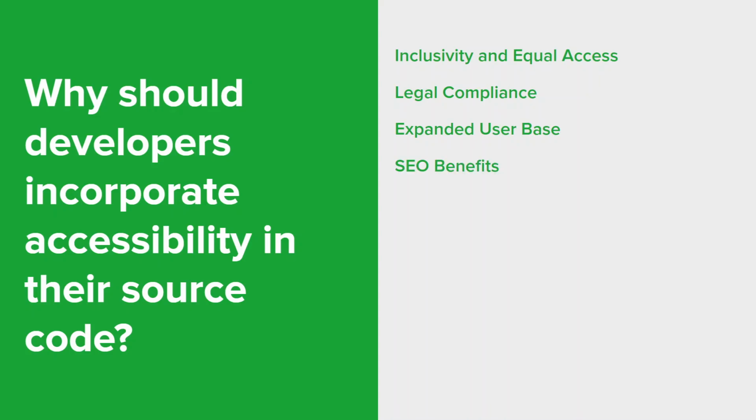Many accessibility practices align with good SEO, also known as search engine optimization practices. So for example, providing alternative text for images not only helps users with visual impairments, but also benefits search engines in understanding and ranking content.